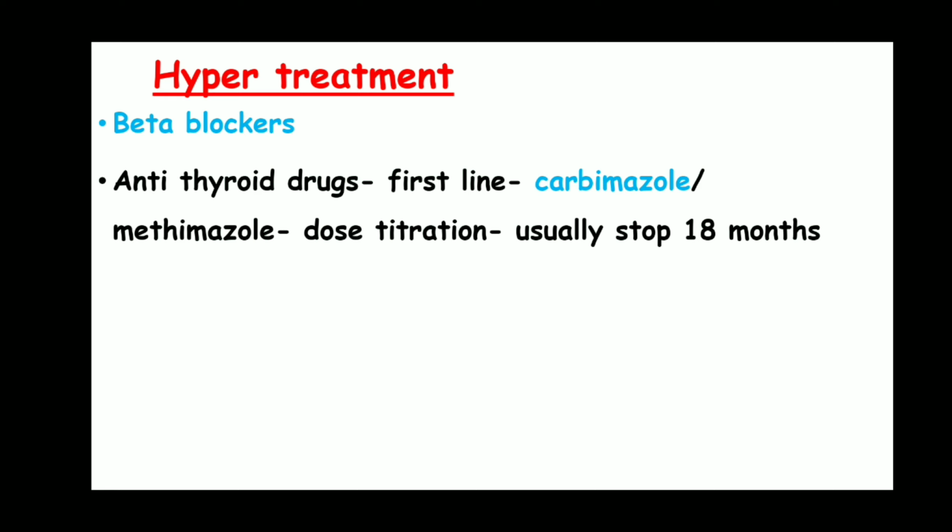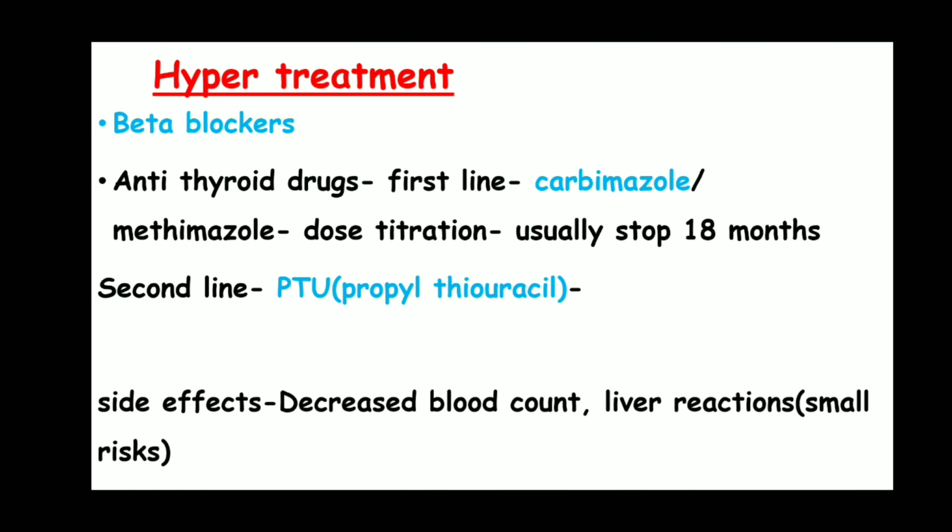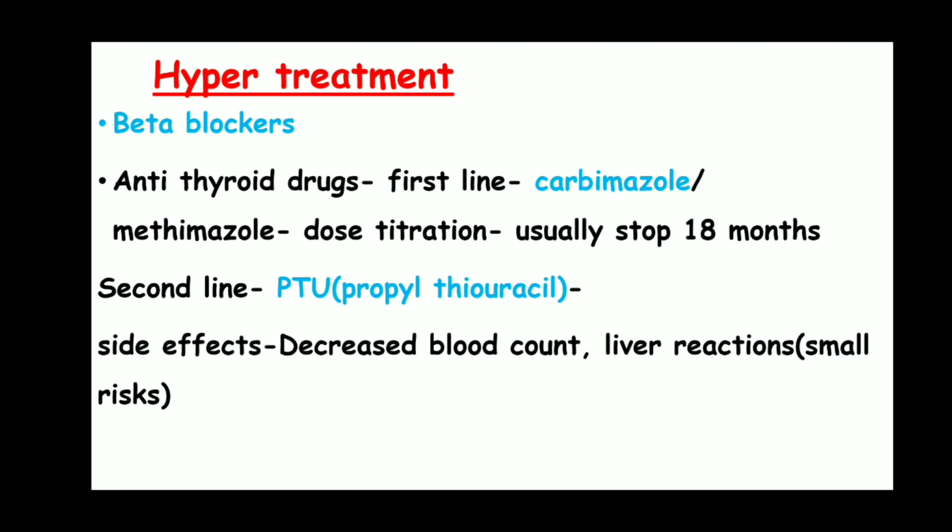Initially, we'll be starting at a high dose, then slowly titrating the dose, and within 18 months it will usually be stopped. There is a second line management called PTU or propylthiouracil. Remember, PTU has some side effects: it can cause the blood counts to be low and some liver reactions. It's a small risk for the liver reactions, but mainly the blood counts will come down.